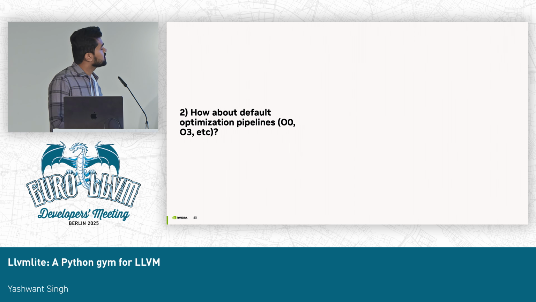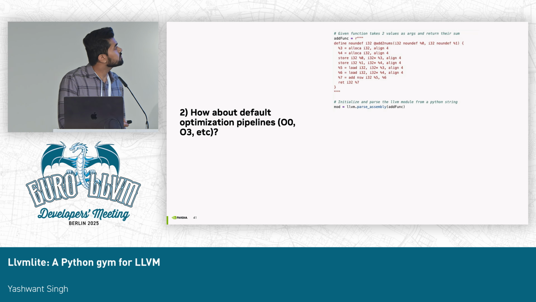How about default optimization pipelines? So you are not limited to individual passes. You can run the default pipelines O0, O1, O2, O3, etc. You don't have to stop there. You can combine those pipelines with your custom optimizations. You can sandwich multiple optimization pipelines. You can do basically everything you can think of with LLVM passes.